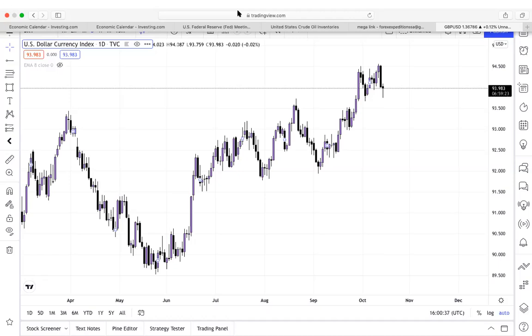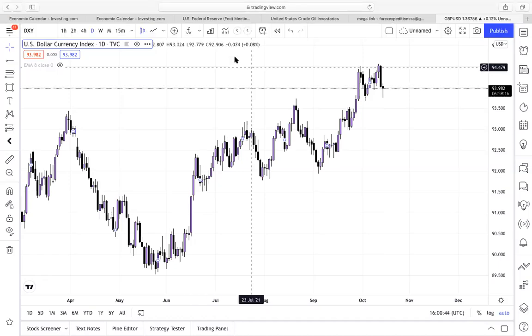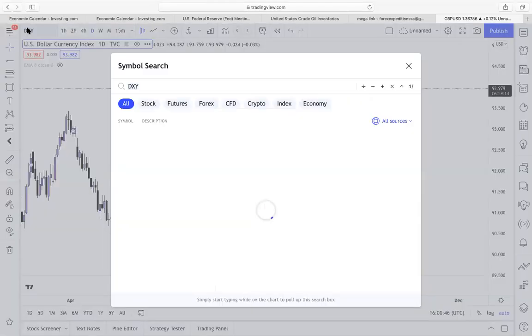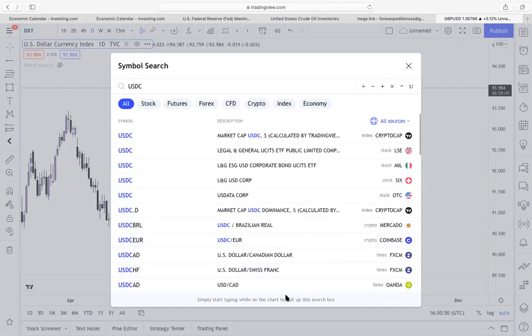Okay, can you please add another pair, which is USD CAD? I want you to use the same strategy on USD CAD, please. Okay, let's go on USD CAD. It's not on my watch list. I'm just gonna find it.